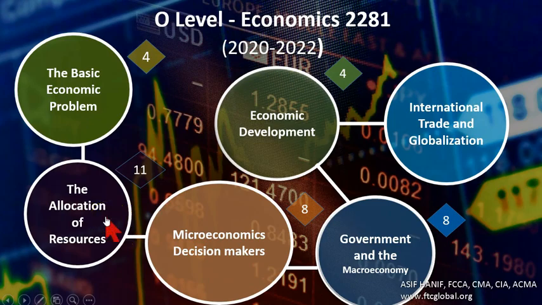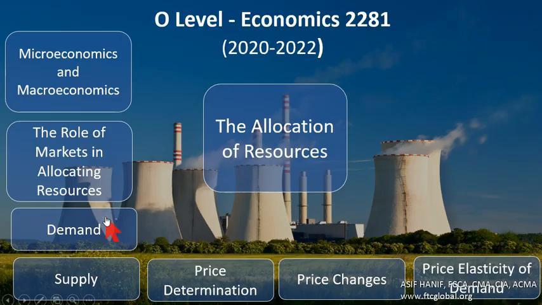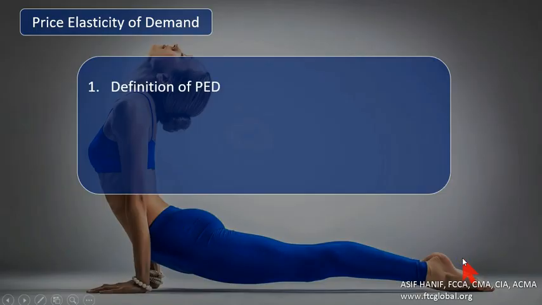Next topic from the allocation of resources is price elasticity of demand. So what are the topics included? First, definition of price elasticity of demand, calculation of price elasticity of demand using the formula and interpreting the significance of the results, whether price elasticity of demand is greater than 1, less than 1, equal to 1, 0, undefined. We'll discuss them all. And drawing an interpretation of demand curve diagrams to show the different price elasticity of demands.